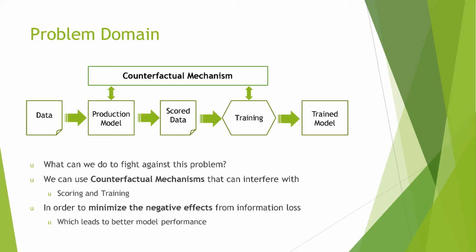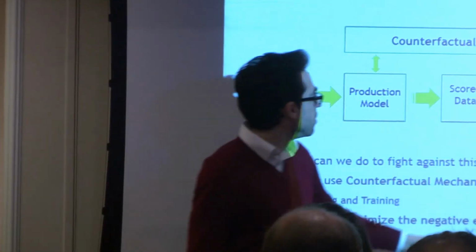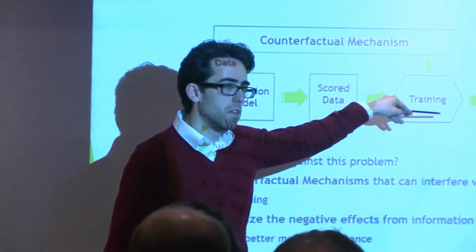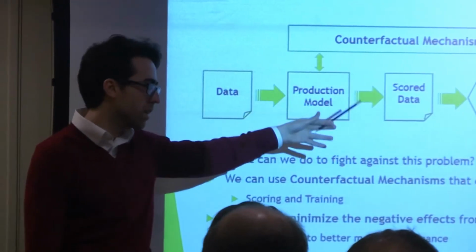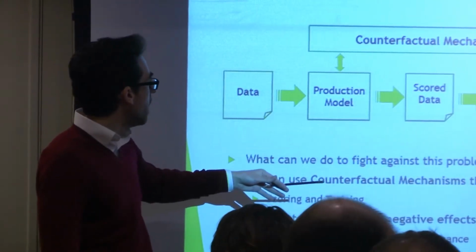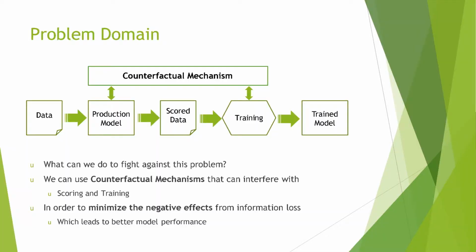So this is where we introduce something that we call a counterfactual mechanism. And this thing can tamper basically with your actual model, how you make predictions, and we can also tamper with your training. So it would do things to that. What it does is on the next slide. And hopefully this leads to better performance.